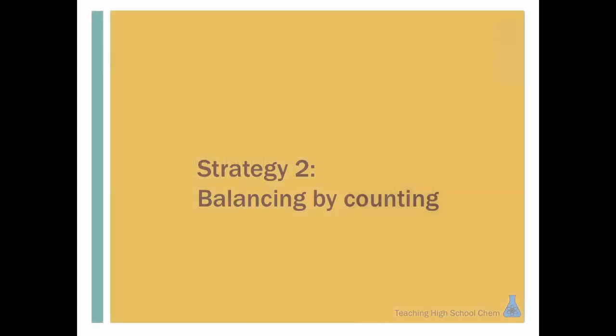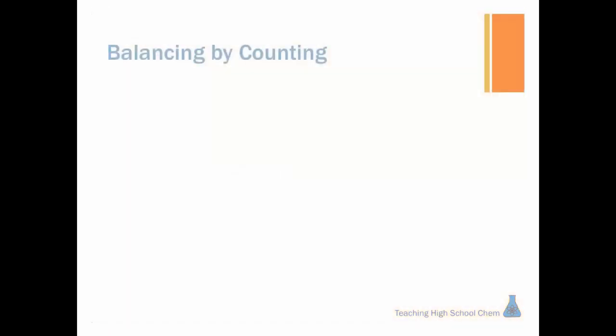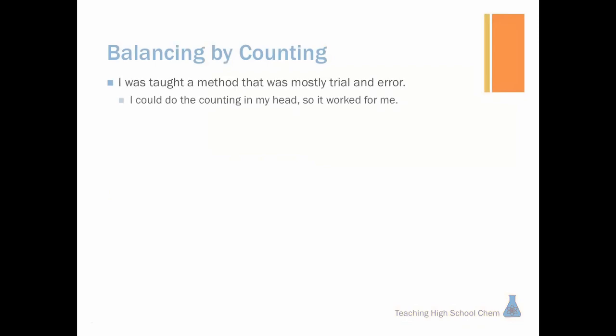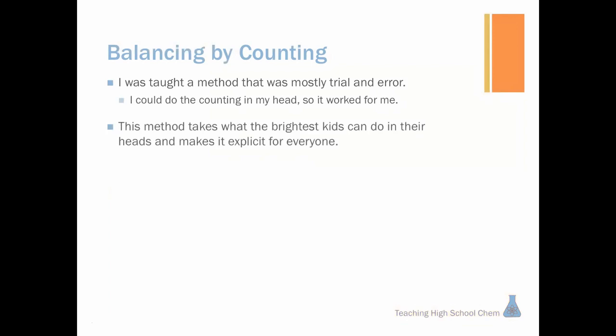All right. So, second strategy is a version I've learned on balancing. What I learned was a method that was basically trial and error. You just kind of look at it and you try to figure out how to make everything equal. I'm really good at doing math in my head, and so I could count all of this in my head. And what's funny is a method that I learned here, that I'm going to show you here, this method.